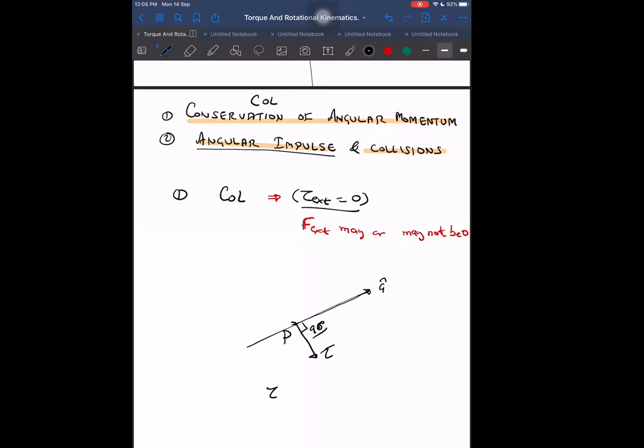And if the component of torque about the axis, here this is the axis, with a unit vector along the axis, and this is a point about which the torque is T, so if the component of torque about the axis is 0, then angular momentum is constant about that axis. So the total is not constant, but about that axis it is constant.